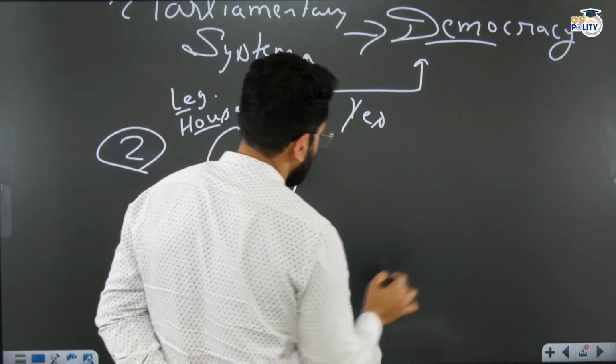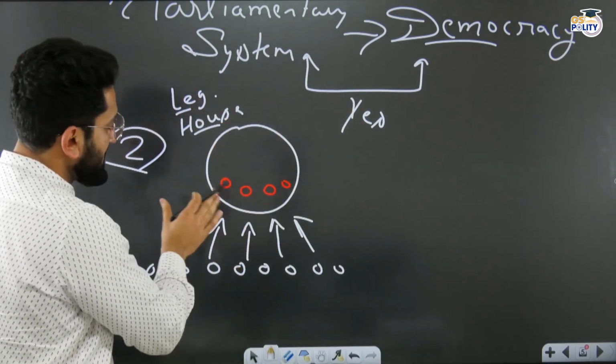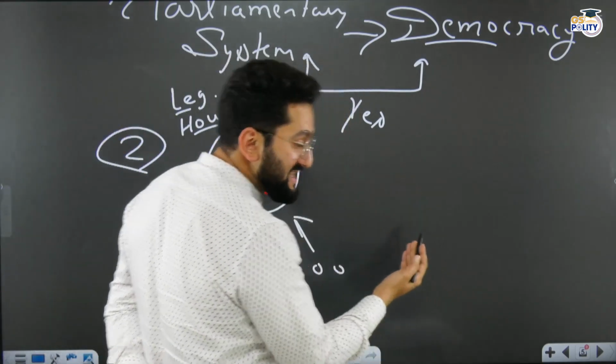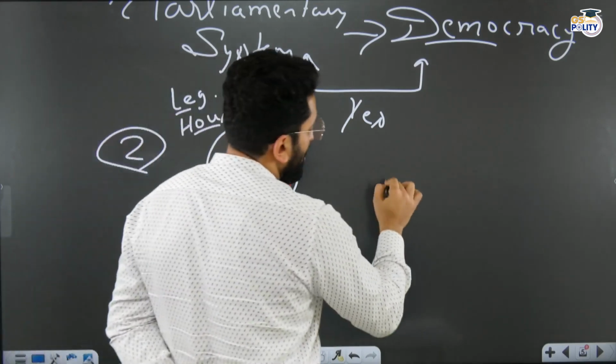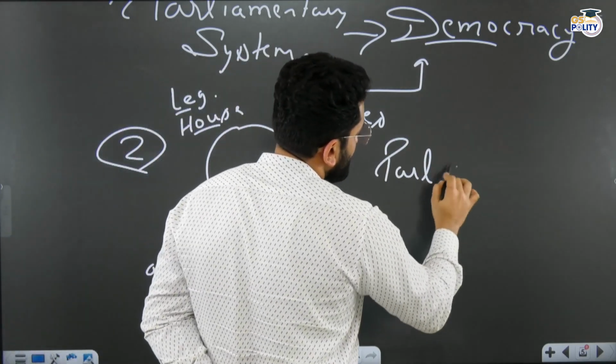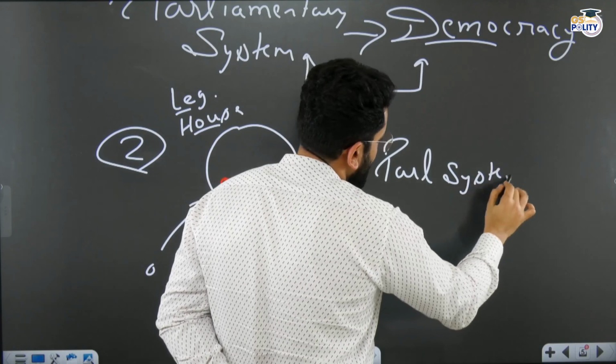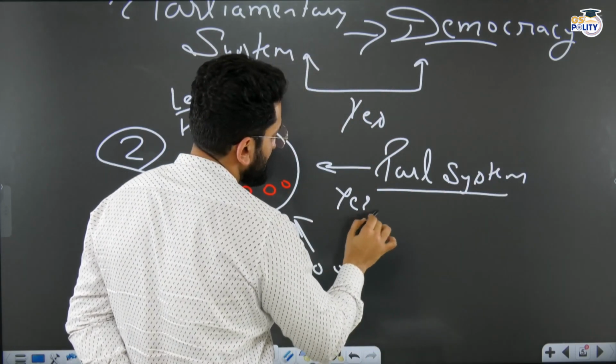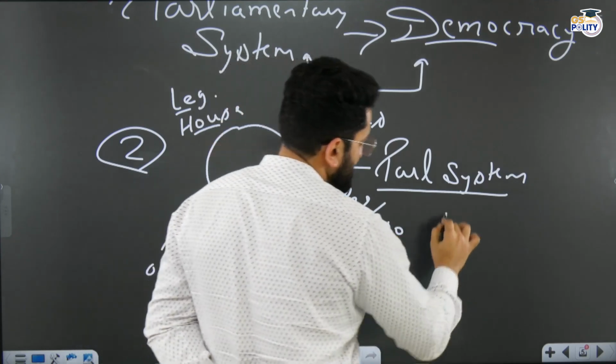Now if this legislative house is there and there are representatives elected by people, is it mandatory that this will be a condition of the parliamentary system? Is it mandatory? Is it yes or no? Means, is it mandatory?